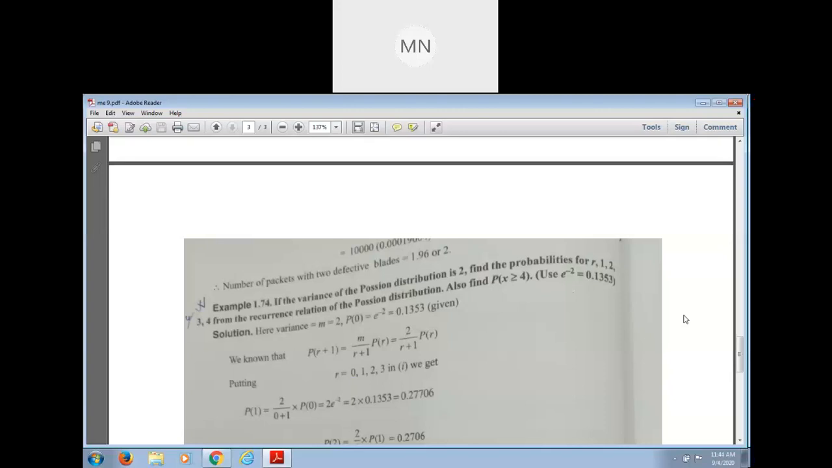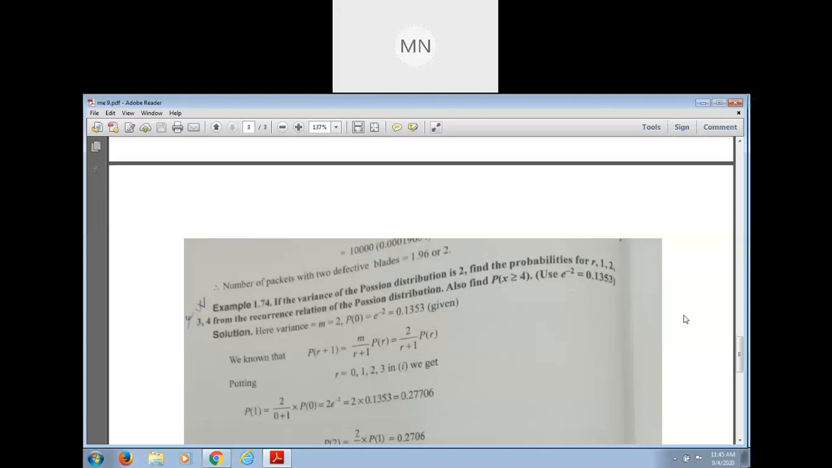Here see that the variance of the Poisson distribution is 2. We know that the variance of the Poisson distribution is m. In the case of the Poisson distribution, the mean and variance are the same. So the variance is 2, and we are given the value of m.